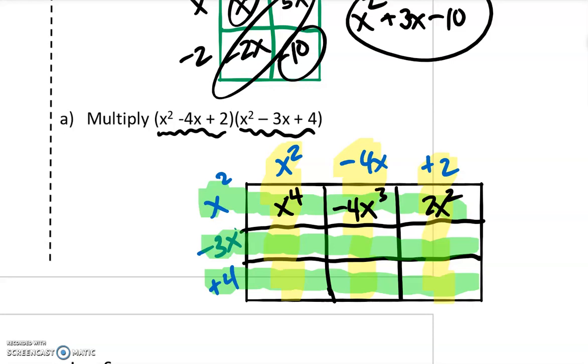Second row, negative 3x times x squared is negative 3x cubed. Negative 3x times negative 4x is positive 12x squared. Negative 3x times 2 is negative 6x. Last row, 4 times x squared is 4x squared.